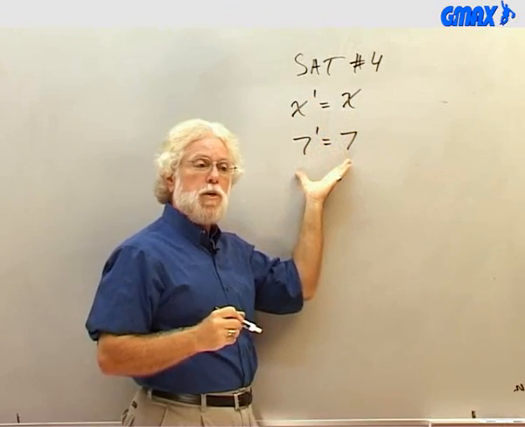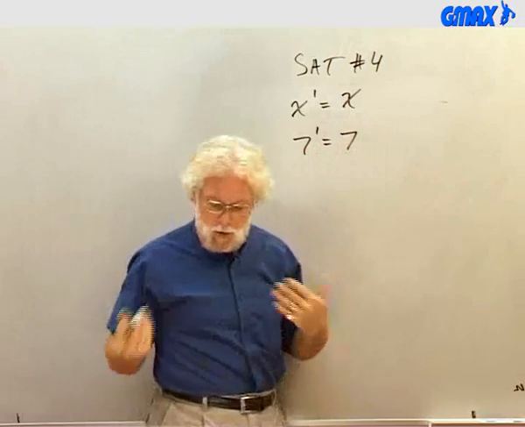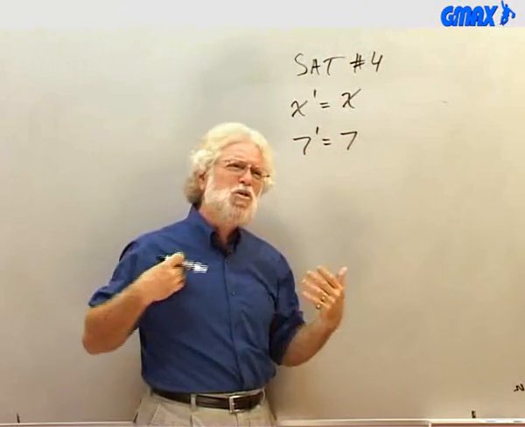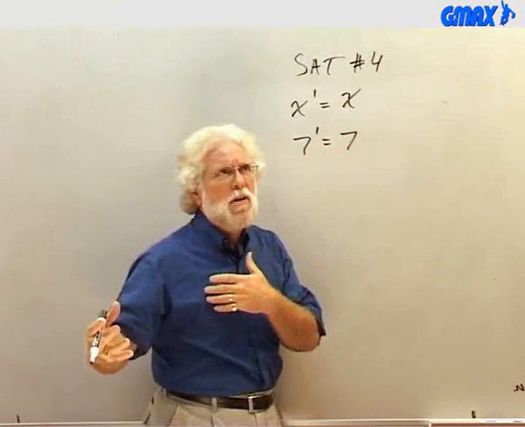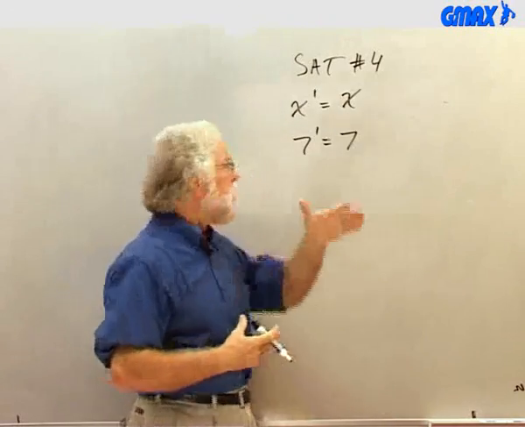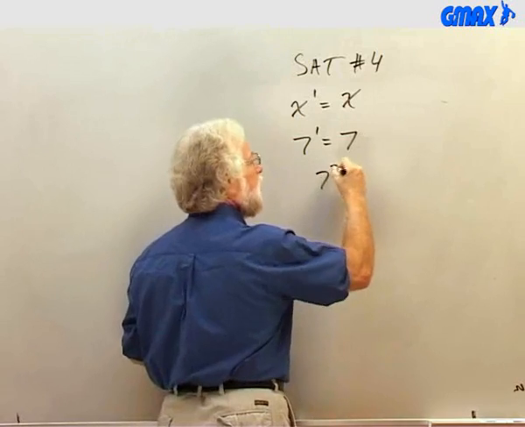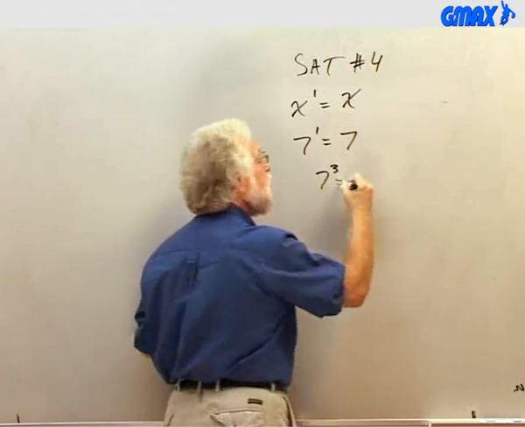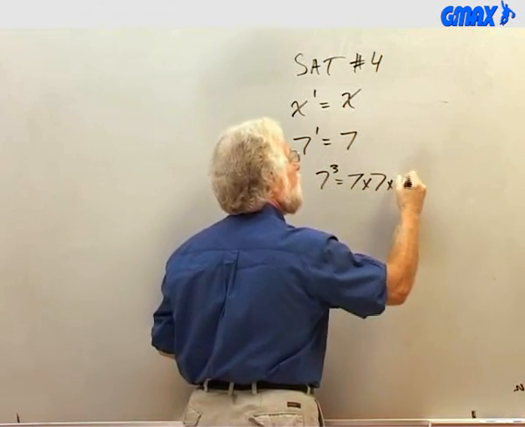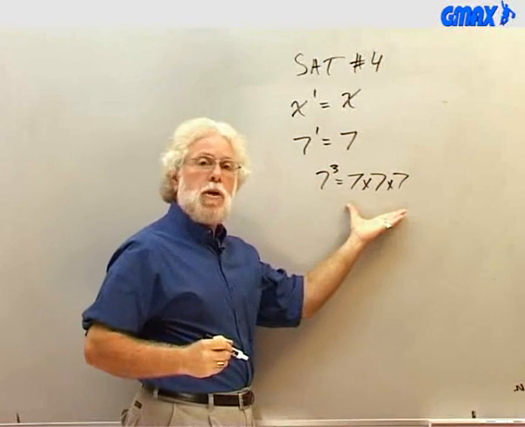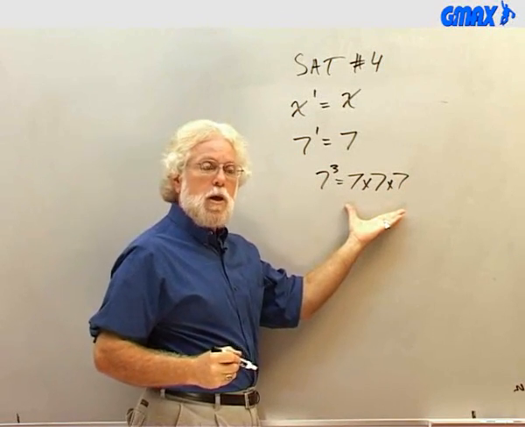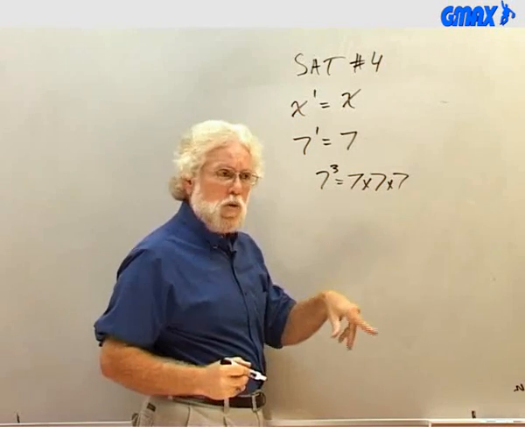Why should this be true? Let's see how we can derive it. Well, we can actually derive this and bring in some other rules as well. If we know, for example, 7 to the 3 is 7 times 7 times 7. Very nice. Now let's say we did it this way.